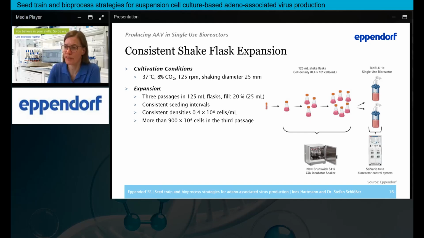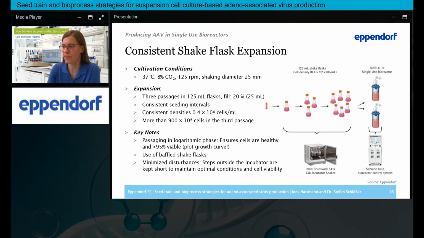The XP protocol is 37 degrees, 8% CO2, 125 RPM shaking, and we used a shaking diameter of 25 millimeters. So for the expansion, we did 3 passages, as you see also on the picture here. What we did is to keep consistent seeding intervals, and also consistent densities, so 0.4 million cells per milliliter, and at the end of the 3rd passage, we achieved more than 900 million cells.